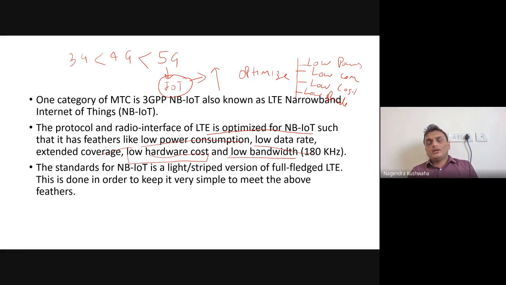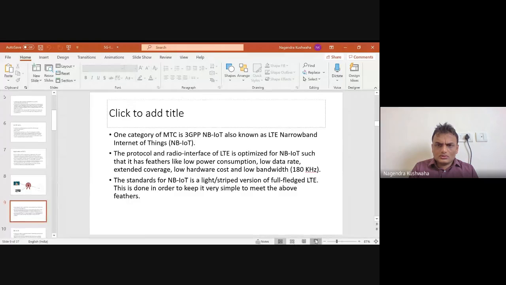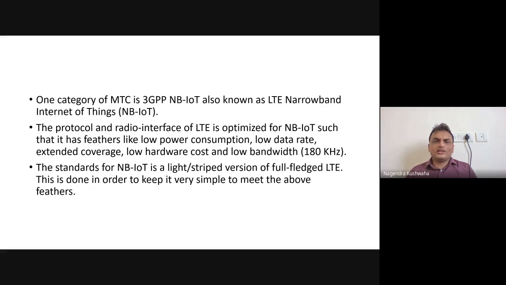So what happened? To do that, they have come up with a light version of full-fledged LTE. I'll mark over here, light version of full-fledged LTE. That means this will be only suited for IoT applications, right? And therefore 4G is evolved in such a way to 5G that it can accommodate a large number of IoT devices.